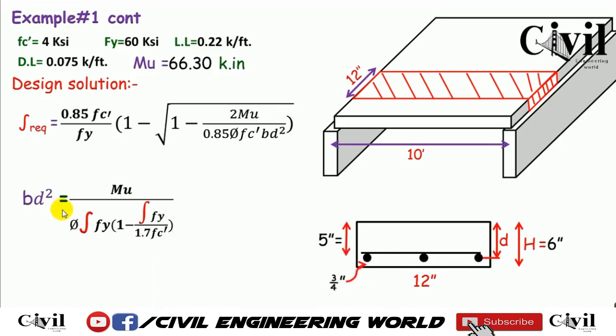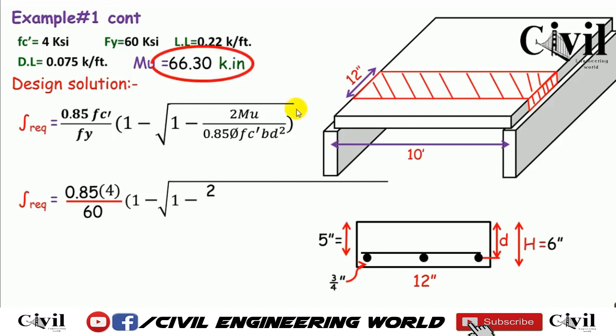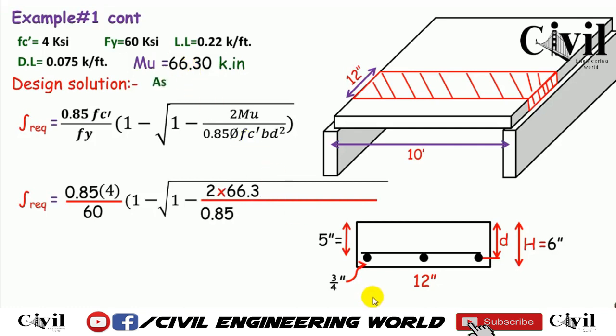So by putting the values, 0.85 into Fc dash, which was 4 ksi, divided by Fy, which was 60, into 1 minus square root of 1 minus 2 into Mu, the moment which was already calculated as 66.30, divided by 0.85 into phi, which is to be assumed as 0.9. This is an assumption that we can make. So 0.9 multiplied by Fc dash, again 4, multiplied by 12.